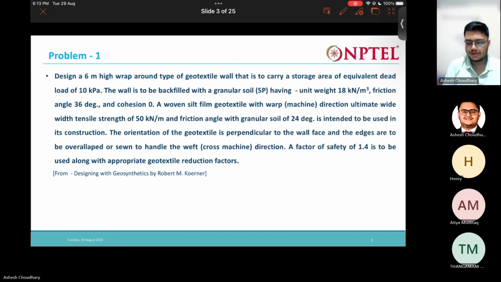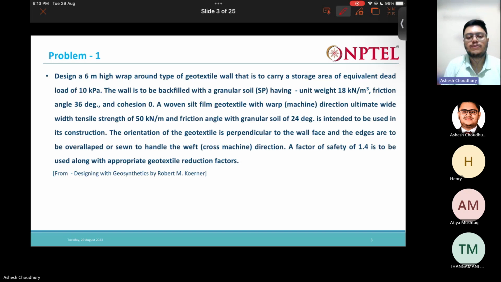All right. So we are to construct a wraparound type of geotextile wall that has to carry a dead load of 10 kPa. And for that purpose, we are to use a woven slit film geotextile. If you remember the classification and types of geotextile, you can probably visualize that woven slit film geotextile.